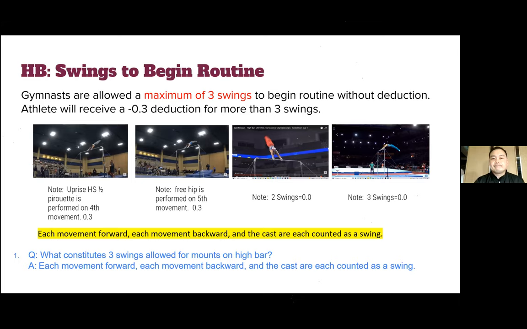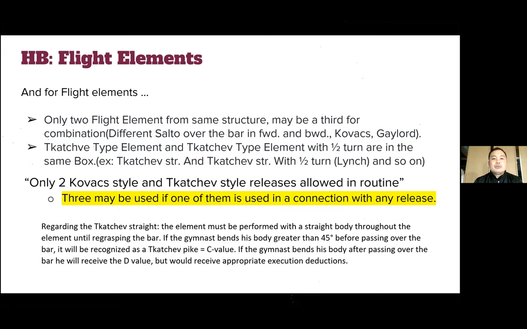So flight elements, only two flight elements from same structure, maybe a sort for combination. Different salto over the bar in forward and backward, Kovacs, gate roads, and then Dugachev type element and Dugachev type element with half turn in the same box. So Dugachev half turn, this is the same box. So only two Kovacs style and Dugachev style release allowed in routine.